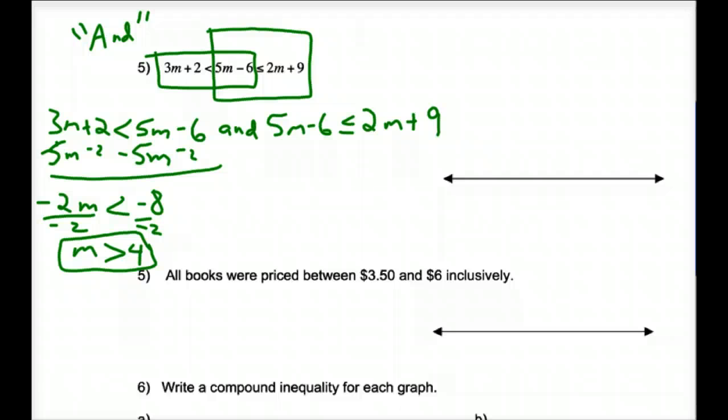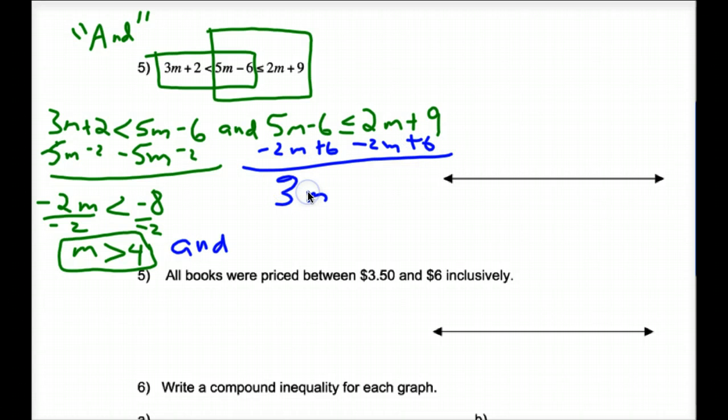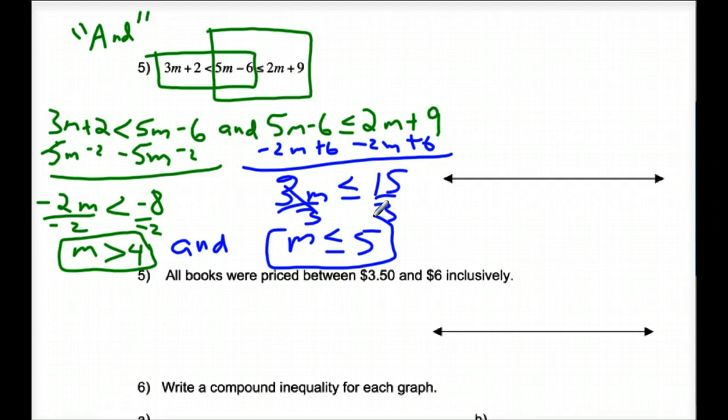All right, second one. M is less than or equal to 5. Is that right? Confirm. 3m is less than or equal to 15. Yeah. And Alex, is this an and or an or? This is an and.